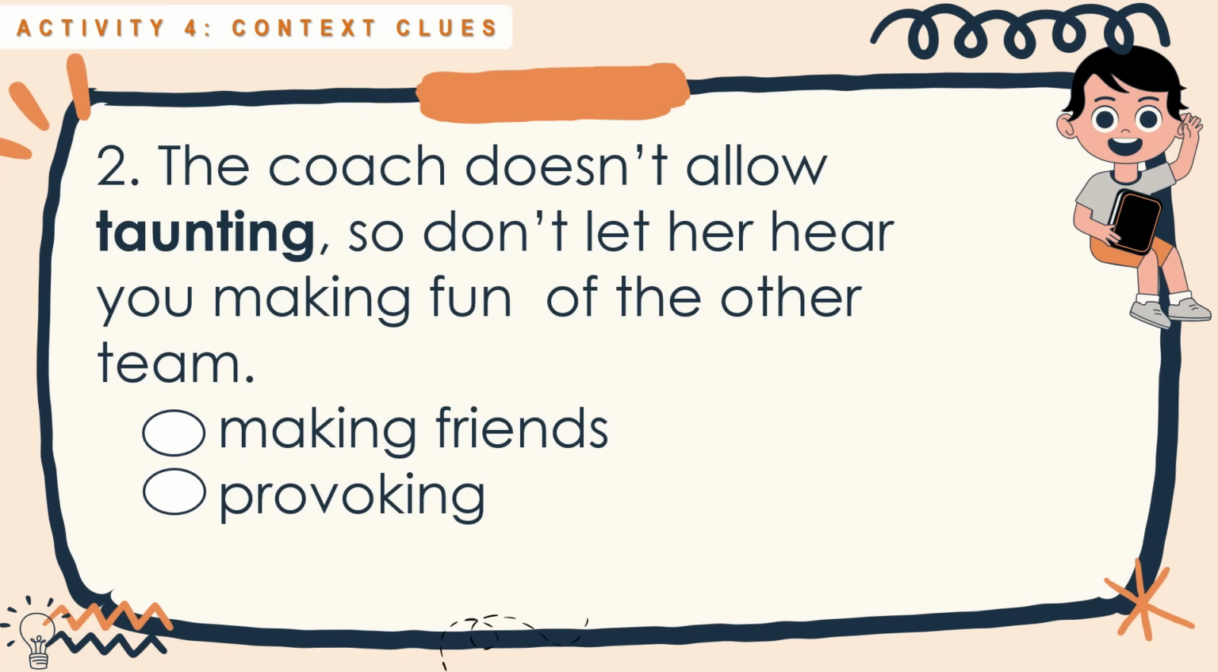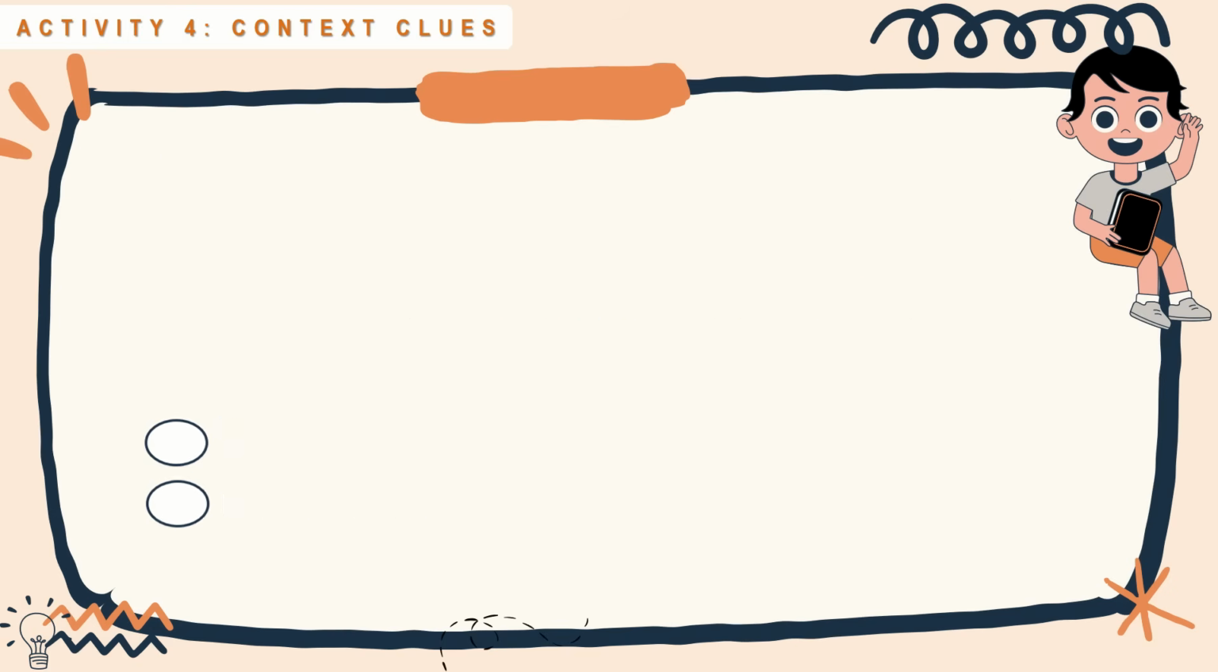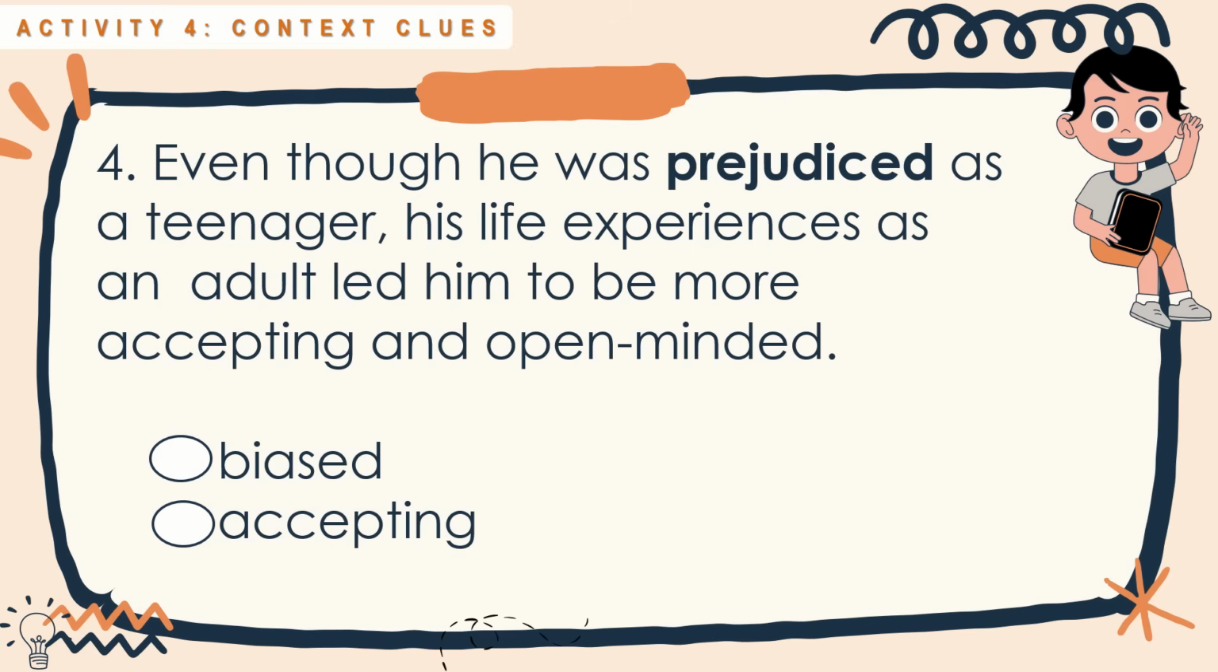Number 2, the coach doesn't allow taunting, so don't let her hear you making fun of the other team. Choices: making friends or provoking. Number 3, Mika seemed genial at first, but when we started discussing politics, she became hostile and even rude. Choices: welcoming, unfriendly. Number 4, even though he was prejudiced as a teenager, his life experiences as an adult led him to be more accepting and open-minded. Choices: biased, accepting.